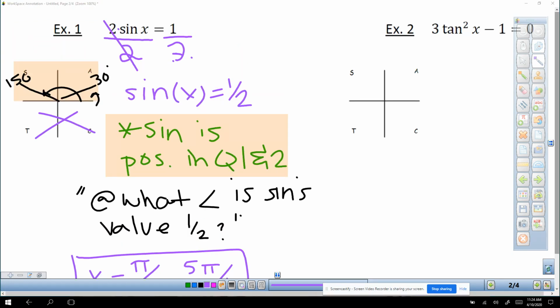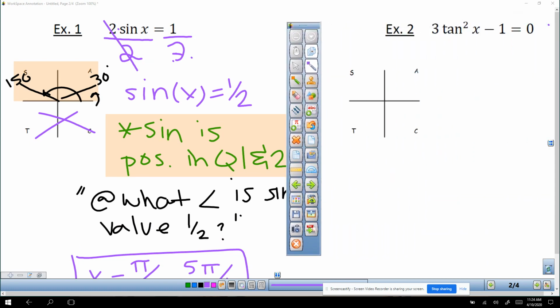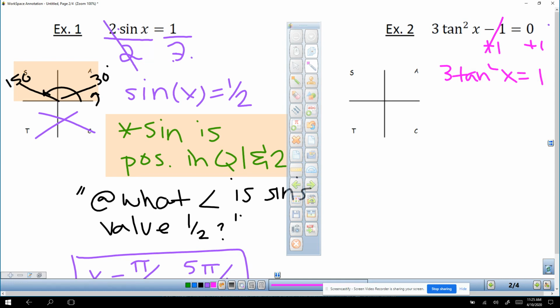All right, in the second example, we're going to start out the same way, isolate the trig function. So the first thing I'm going to do is add the 1 over. So then I've got 3 tan squared of x is equal to 1. It's supposed to be a squared there. Try and fix that. Okay, so then the next thing I'm going to do is get rid of the coefficient of 3. So then I've got tan squared of x is equal to 1/3.